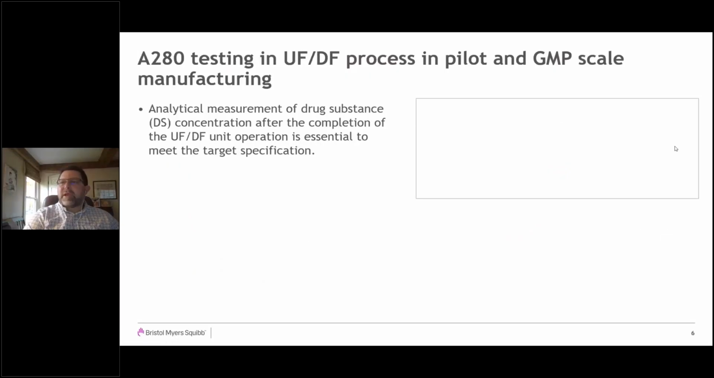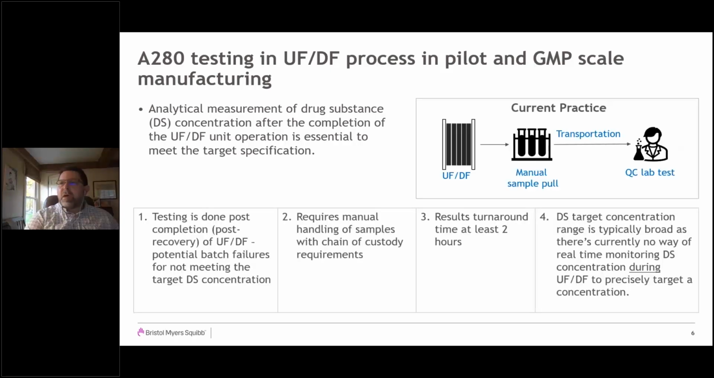Okay, so this one is an animated slide. I want to talk about how A280 testing is typically done during the UFDF process at pilot and GMP scale. It's critical that you measure the A280 during the UFDF process at certain parts of the process, the UF1 point and the UF2 point. That is done right now at line, offline, or inline. Okay, so here's the complete picture.